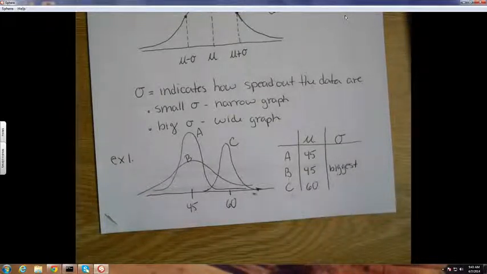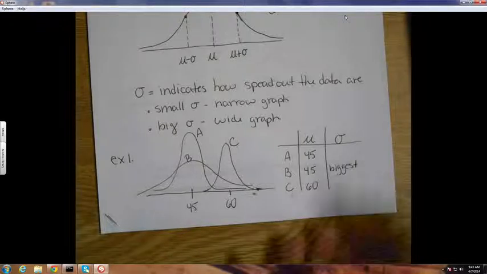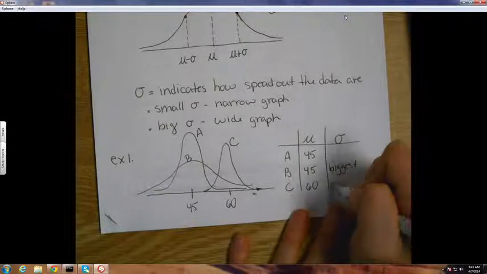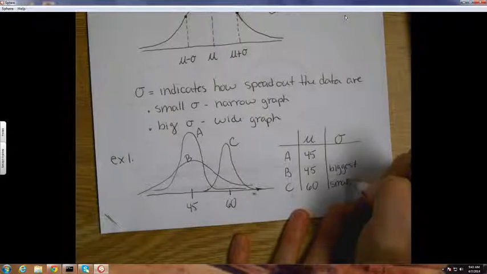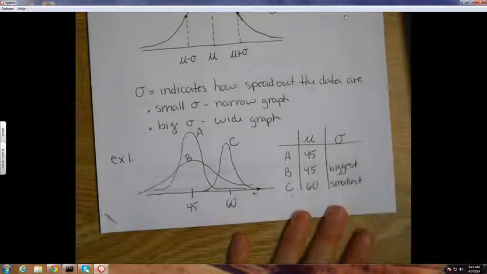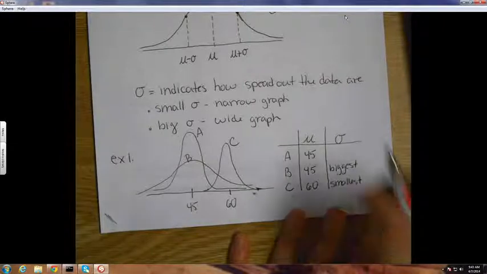Yeah. Which one has the smallest standard deviation? C. Why? The narrowest. All we're looking at is width here. So C is the smallest. And A is going to be somewhere in between the A and B standard deviations. Call it middle.